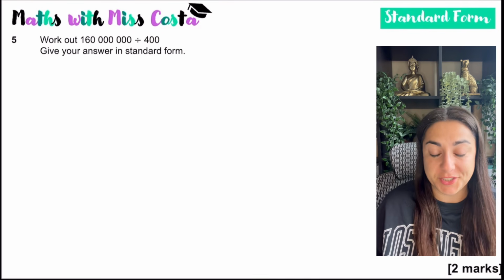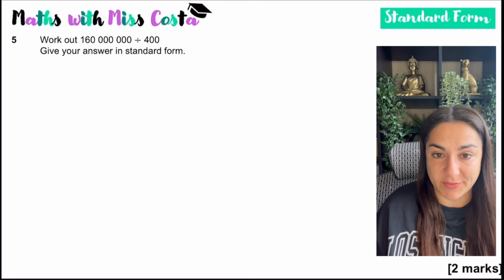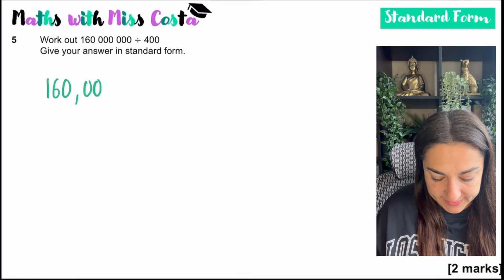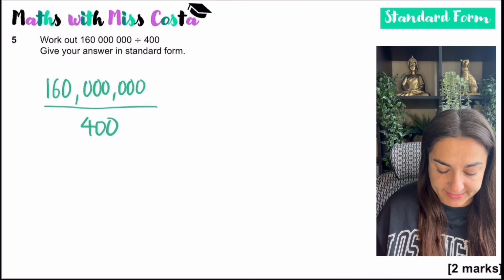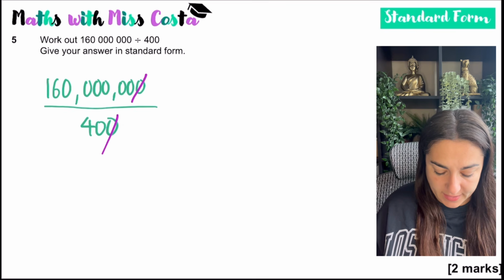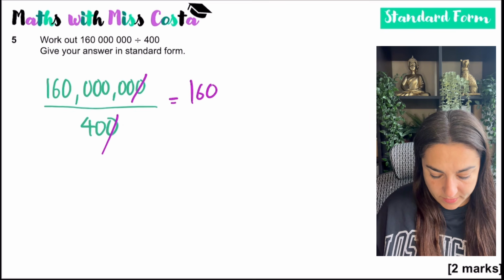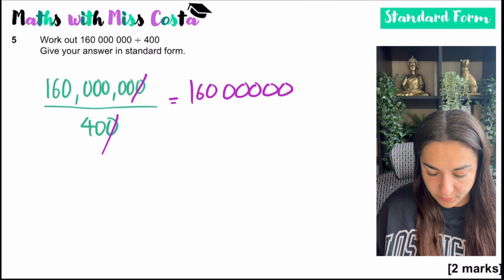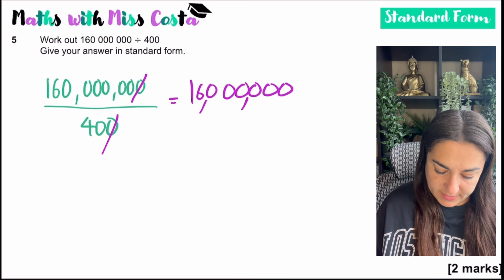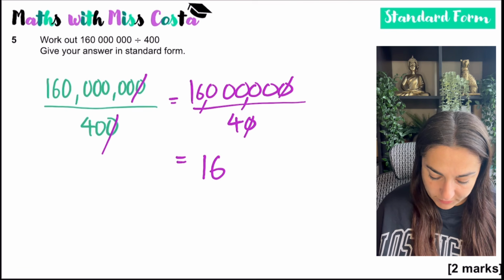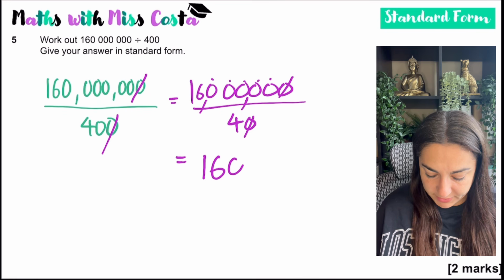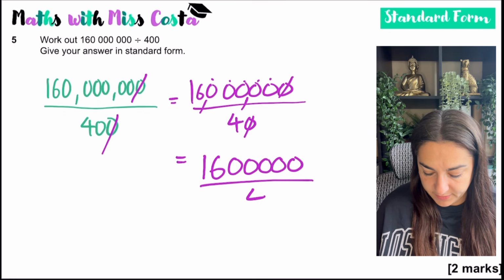Okay, so here I've got a question that asks me to work something out and give my answer in standard form. So I've got 160 million divided by 400. I can write it as a fraction and cancel out the zeros. So divide by 10, and then it would be 16 million divided by 40, divide by 10 again. It would be 1.6 million. So chop off a 0 again. We've got 1, 2, 3, 4, 5 zeros, divided by 4.